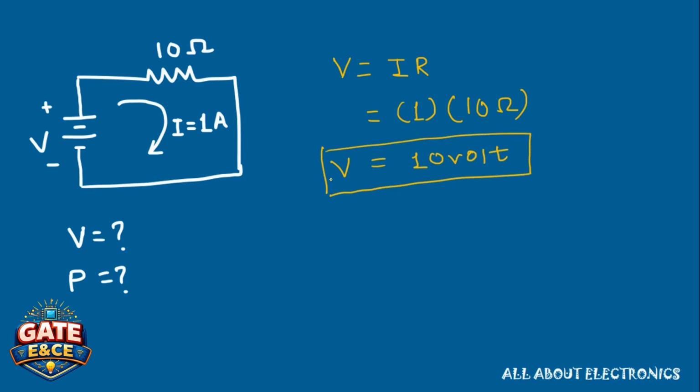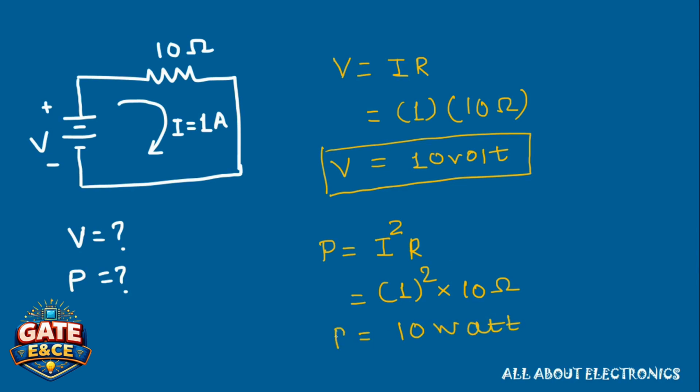Now the power P can be given by I square into R, that we have already seen. So here current is 1 ampere, that is 1 square into R, that is 10 ohm. So we get 10 watt. So the power dissipated across the resistor will be 10 watt.